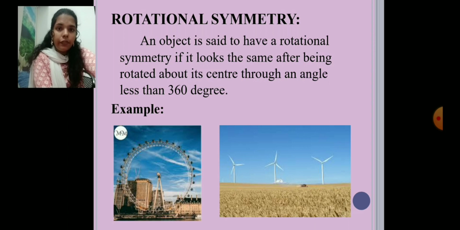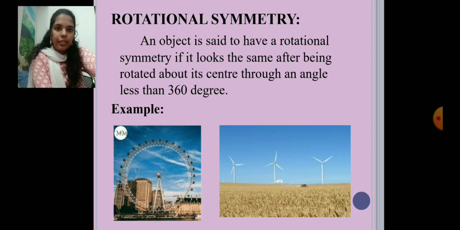The windmill keeps on rotating, but it looks the same whatever position it rotates to, at less than 360 degrees or anything. If it rotates about its center, it keeps on rotating, but it looks the same. The best example is the windmill. Then the fan. Everyone is familiar with a fan. It keeps on rotating, but it looks the same: rotational symmetry. Here they have given the images. Both images are examples of rotational symmetry.